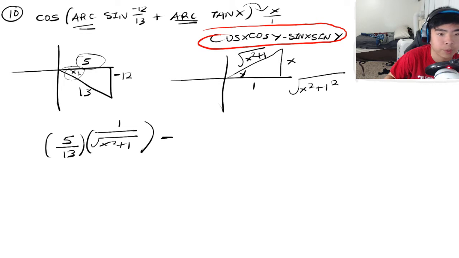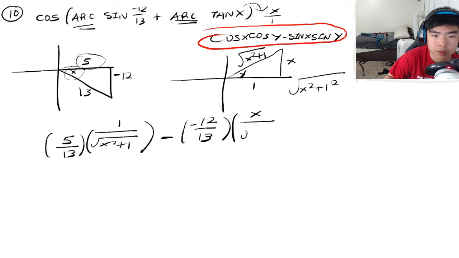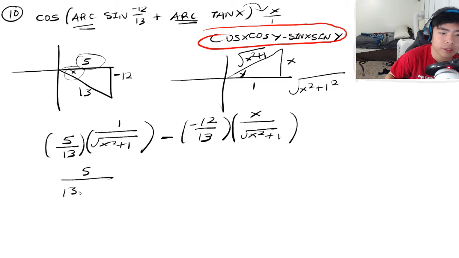Sorry, I just spaced out. Opposite over hypotenuse, negative 12 over 13. And then there's going to be sine y, which is opposite over hypotenuse, x over rad x squared plus 1. Alright, so now you just multiply them together. So this one you have 5 over 13.